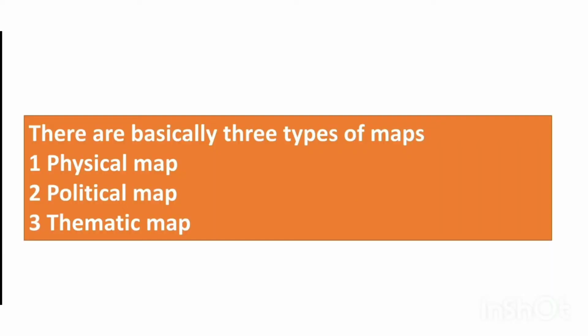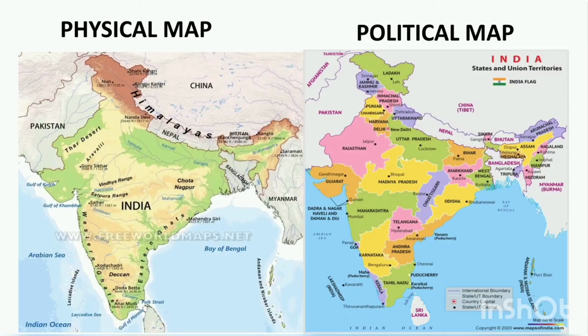So there are basically three types of maps. Physical map, PHYSICAL, physical map. Second one, political map, POLITICAL, political map. And third one is thematic, THEMATIC, thematic map. Now here in this slide you are having two maps.